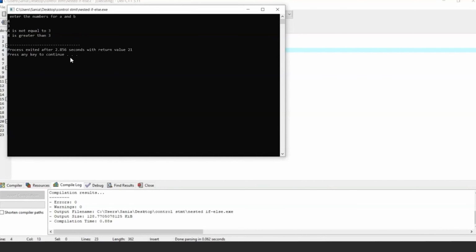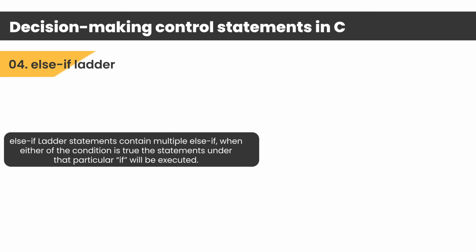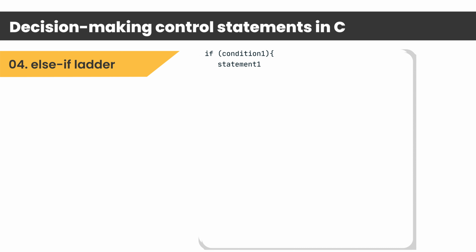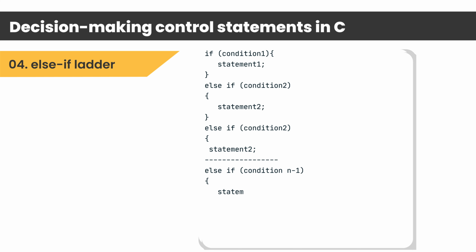So since A is not equal to B and A is greater than B, the output is printed successfully. Next, if statements contain multiple else if. When either of the conditions is true, the statements under that particular if will be executed. Otherwise, the statements under the else block will be executed. The syntax is if condition followed by multiple else if.